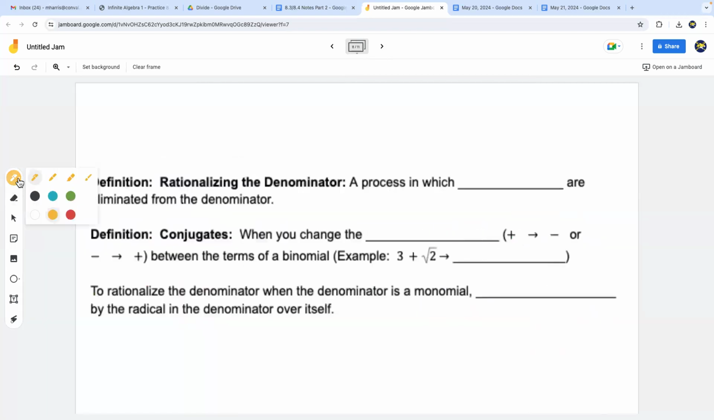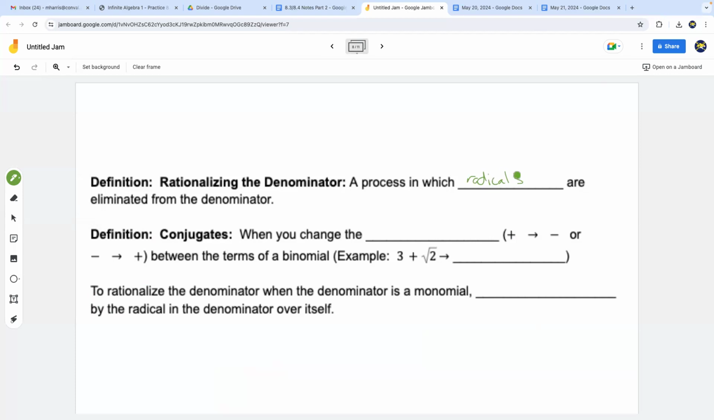All right, next, let's look at a couple definitions. Rationalizing the denominator. This is basically a process in which radicals are eliminated from the denominator. We don't like radicals in the denominator. Okay, they don't look good under there. All right, the radicals, to be radical, they want to be on top.